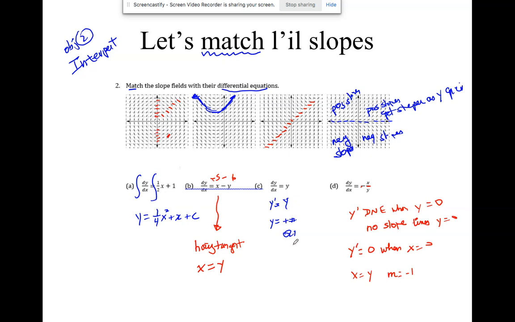That's how you interpret slope fields. This time they didn't ask me to write anything, but if they did ask me to write, that's the kind of things I would talk about, where my slopes should be horizontal, where the slopes should be positive, where they should be negative. Aren't they so very cute?